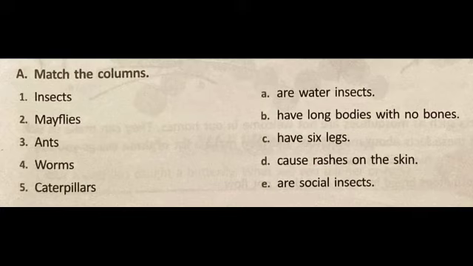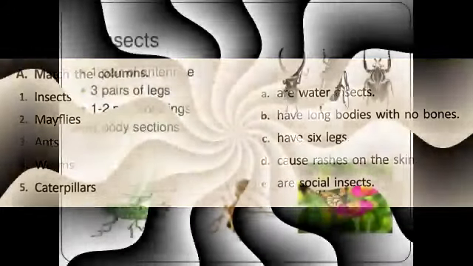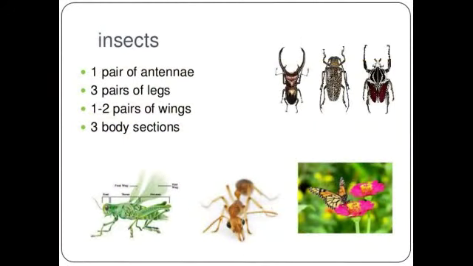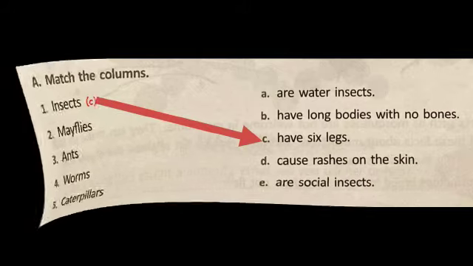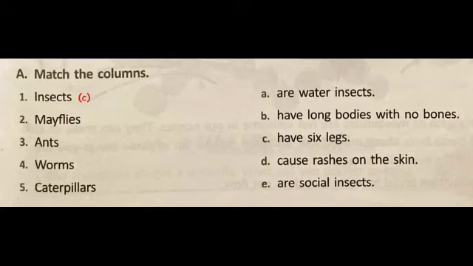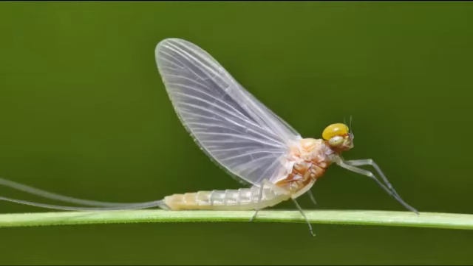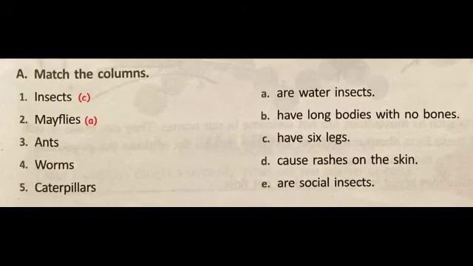Let's match them. The first one is insects. So Slaters, we know that all insects have 6 legs. So match this characteristic with the general term of insects. Write C besides insects. The second one is mayflies. Now Slaters, we know that mayflies are water insects. So write A besides mayflies.